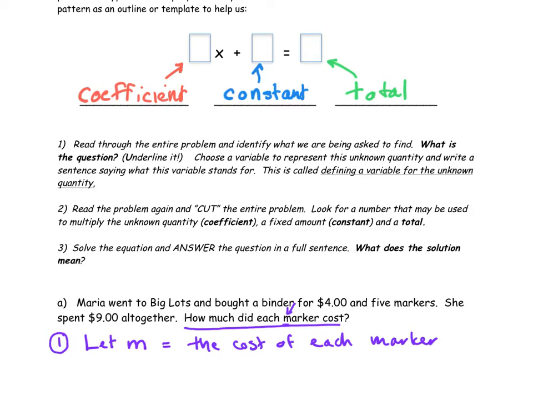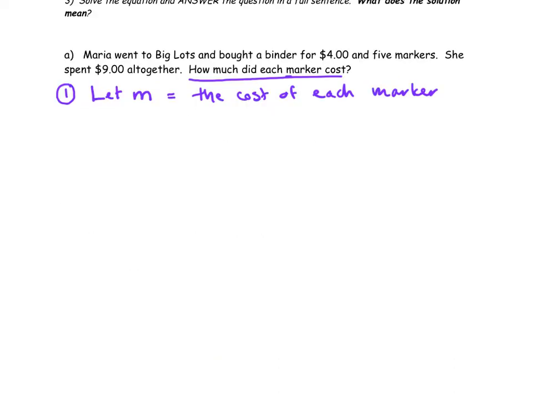So now let's go back to letter A example and see if we can do step number 2. Step number 2 is going to ask us to use our template. I'm looking for a number that's a coefficient in front of our variable M. I'm going to put plus for right now, but we might end up putting minus. I'm looking for a constant, and then I'm looking for a total. So we're filling those 3 blank spots or boxes.